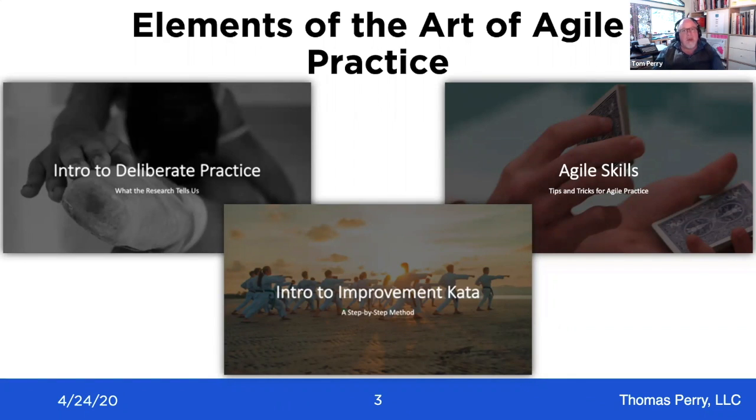However, that brings me to where I think most of us live. And we oftentimes are doing things in a world full of rather ambiguous processes and business domains that change very rapidly. And so that's where I get to the question of what skills can we practice and how can we utilize what we've learned about deliberate practice and what we've learned about the improvement kata.